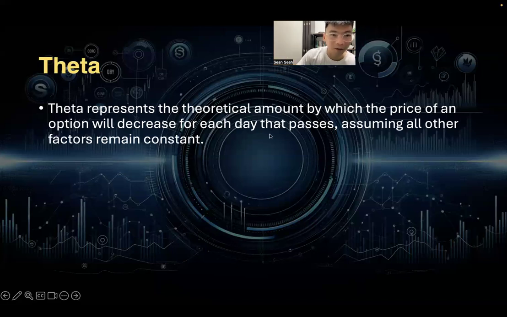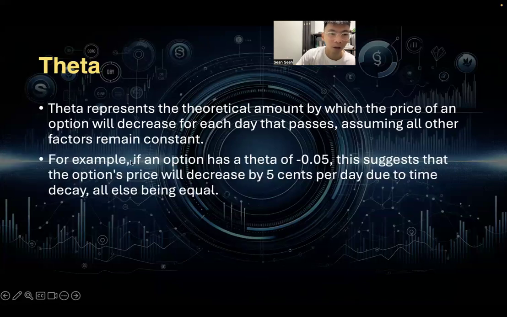So assuming everything remains constant, the price of the stock never moves, volatility doesn't move, there's no change in interest rate, sometimes it's a quiet day, but every day the value of the option will definitely drop by that time component. For example, if an option has a theta of minus 0.05, this suggests that the option price will decrease by 5 cents every day due to time decay, all else being equal.